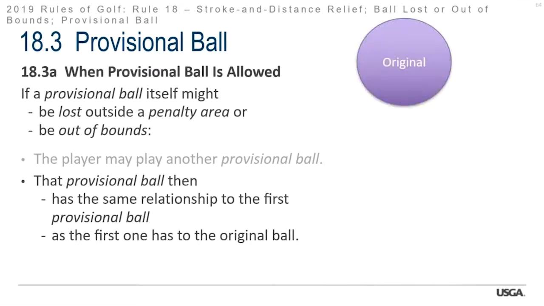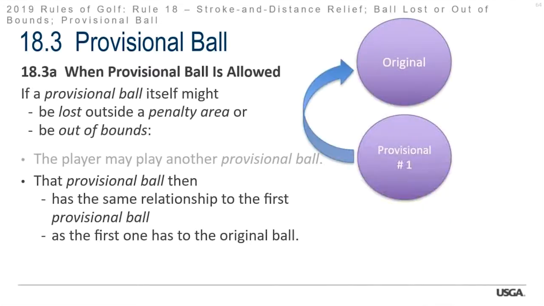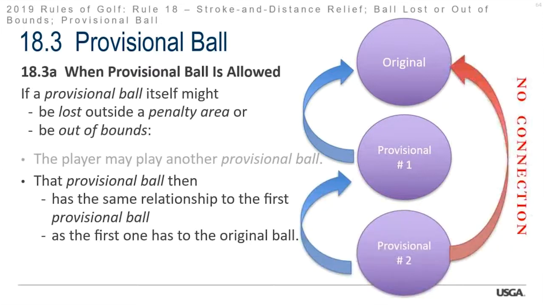We've got an original ball that was played. We're not sure about where it is, so we played a provisional. There's a relationship, provisional 1 to the original. If you think that provisional might be lost, you can play a second provisional. The provisional has the relationship to the first provisional, but there is absolutely no connection between provisional 2 and the original ball.